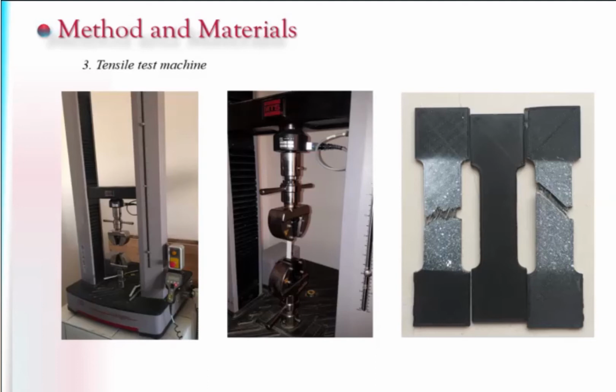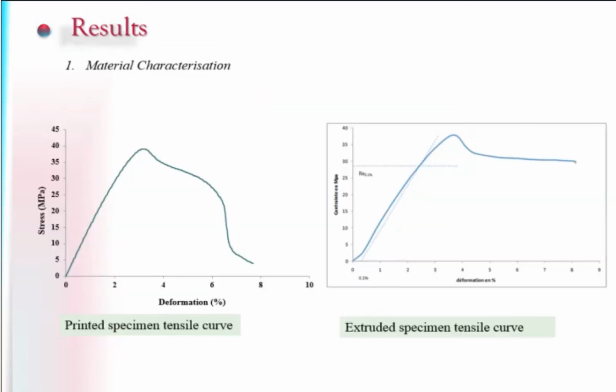The tensile testing was carried out using an MTS tensile testing machine with a load cell of 30 kN. The crosshead speed was 10 mm a minute according to the standard. The image at the right represents a tensile test result of a printed specimen. Tensile testing on a printed and an extruded specimen of the studied material was undertaken. The mechanical behavior of each of the specimens is analyzed.